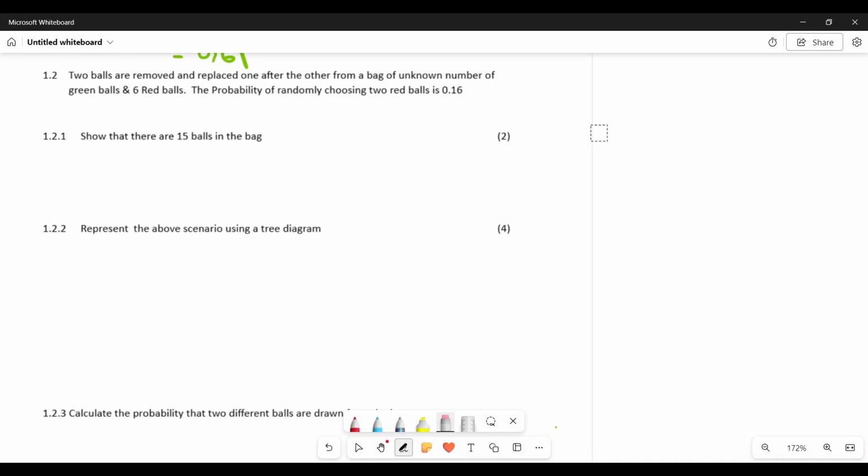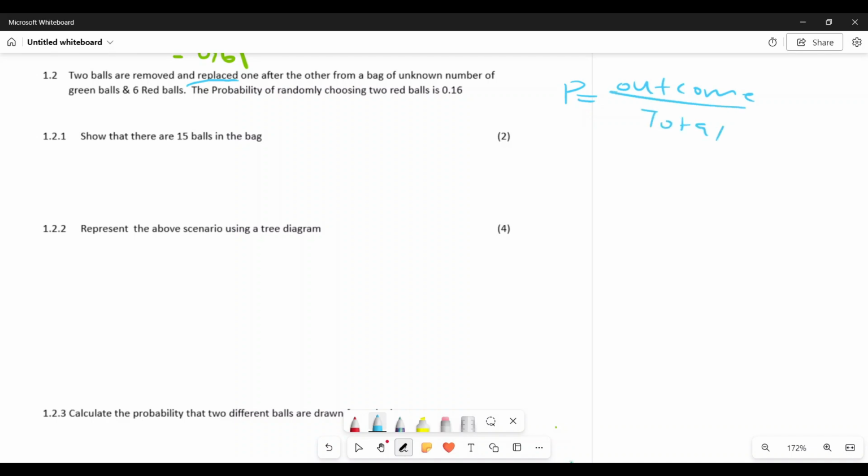For 1.2, they say two balls are removed and replaced one after the other. This is important. After the balls are removed, they are replaced. From a bag of an unknown number of green balls and 6 red balls, the probability of randomly choosing 2 red balls is 0.16. Now remember, this is a tree diagram question, and whenever you're calculating probability related to tree diagrams, you need to multiply your probabilities from your respective branches, right? Here, they want the probability of you randomly choosing 2 red balls. They want you to show that there are 15 balls in the bag. Remember your probability formula: the outcome that you're looking for over the total number of possible outcomes.